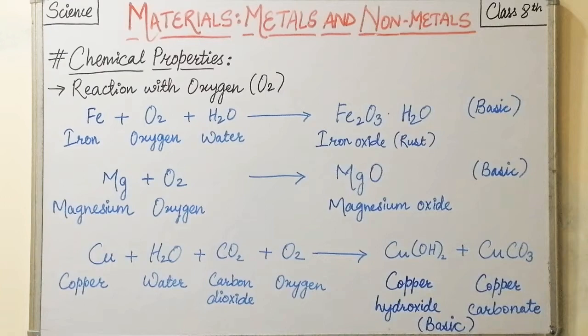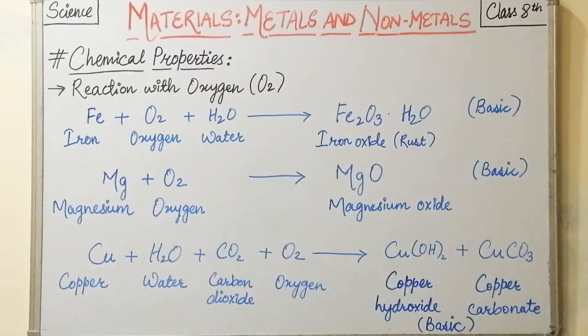In the last video, we learned about chapter number 4 of your NCERT textbook, Materials, Metals and Non-Metals, in which we saw the physical properties of metals and non-metals, on the basis of which we can differentiate between different types of materials. In this video, we are going to learn about several chemical properties of metals and non-metals. So let us start with the reaction with oxygen, that is O2.